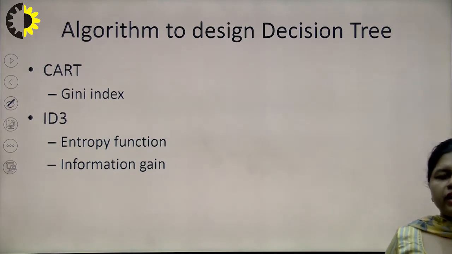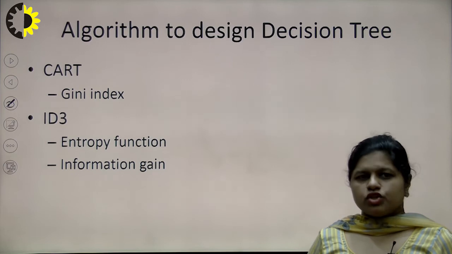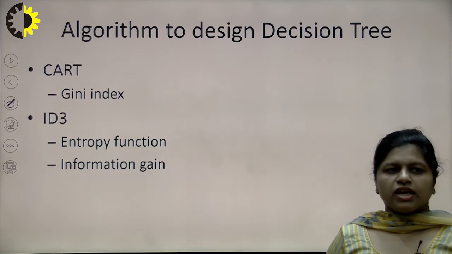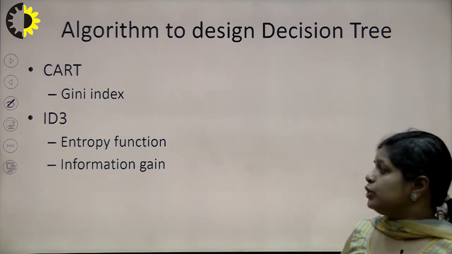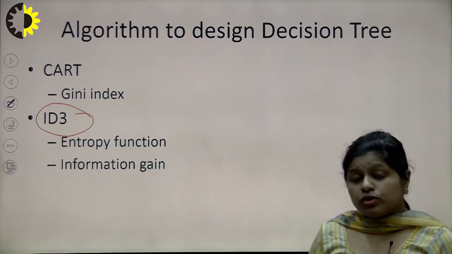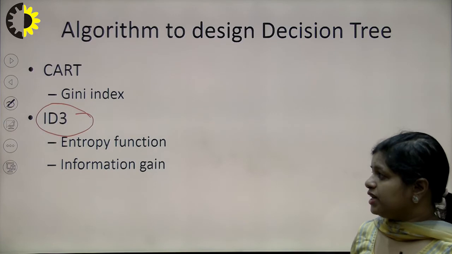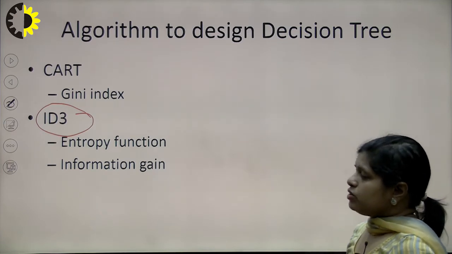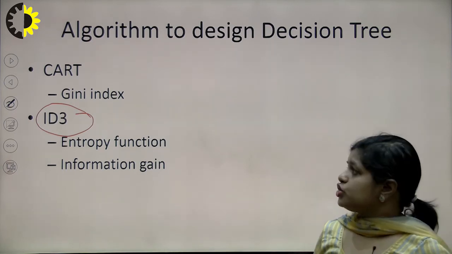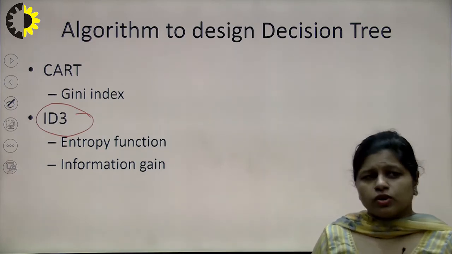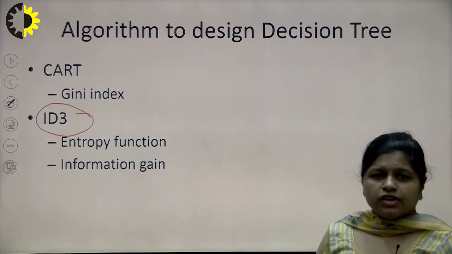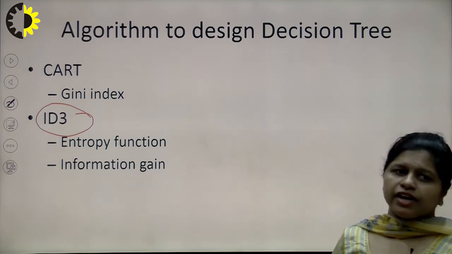There are a number of algorithms through which we can construct the decision tree. One is the CART algorithm, the other one is the ID3 algorithm. Here we give main focus to the ID3 algorithm. Why? Because ID3 is in the syllabus and it is the most widely used algorithm for building a decision tree. In ID3 we use the entropy function and the information gain. If you get a question like where we use the Gini index, in which algorithm, you can easily answer that it is used in the CART algorithm, and the entropy function and information gain function are used in the ID3 algorithm.